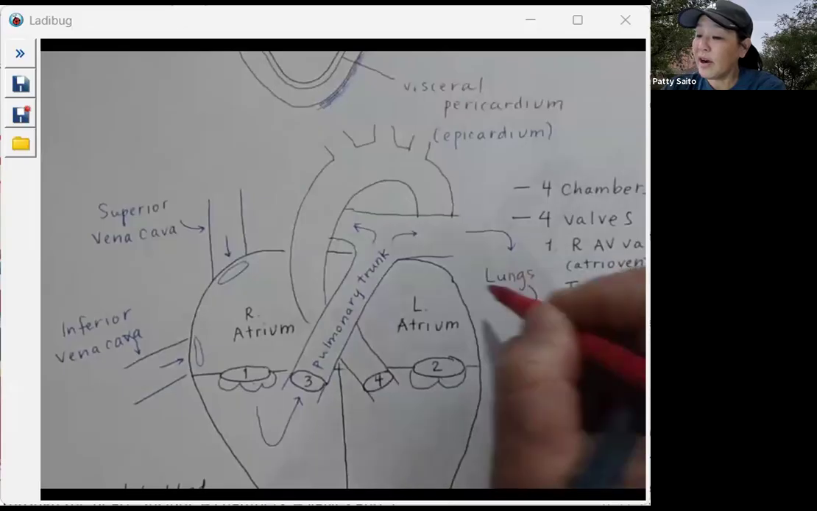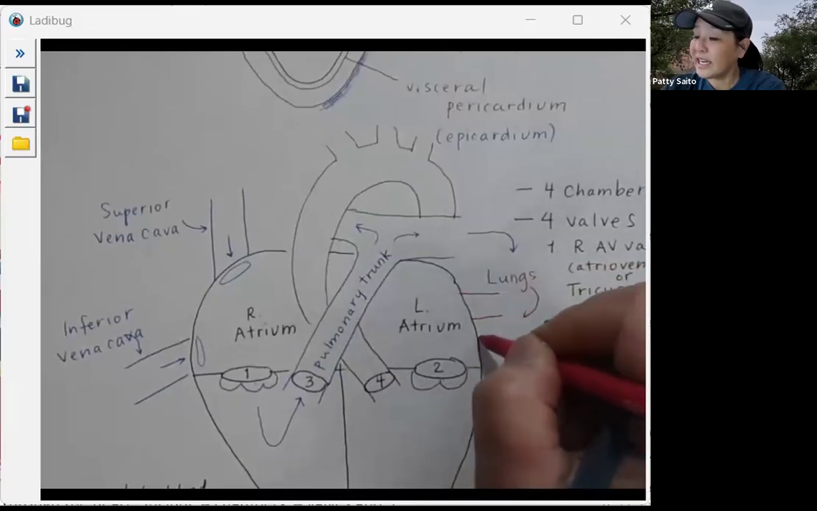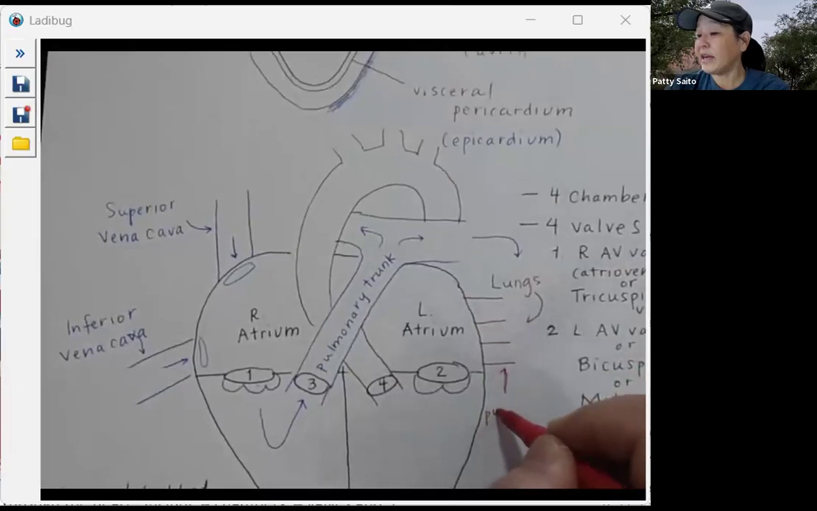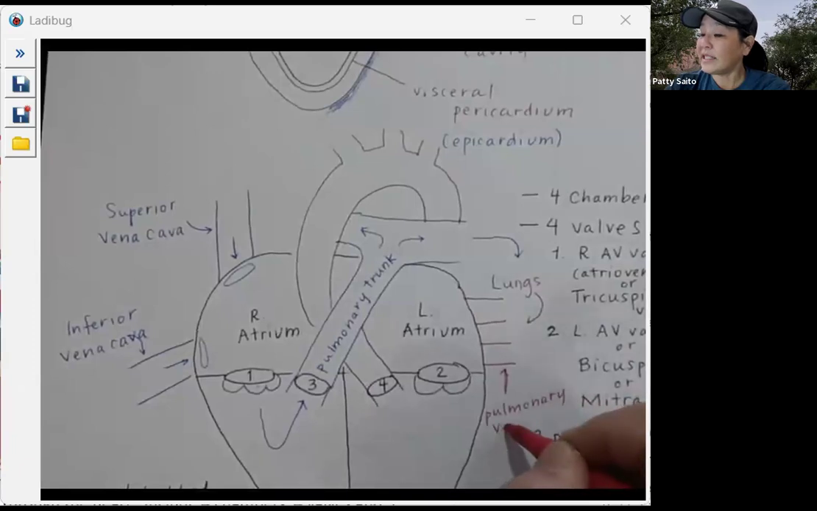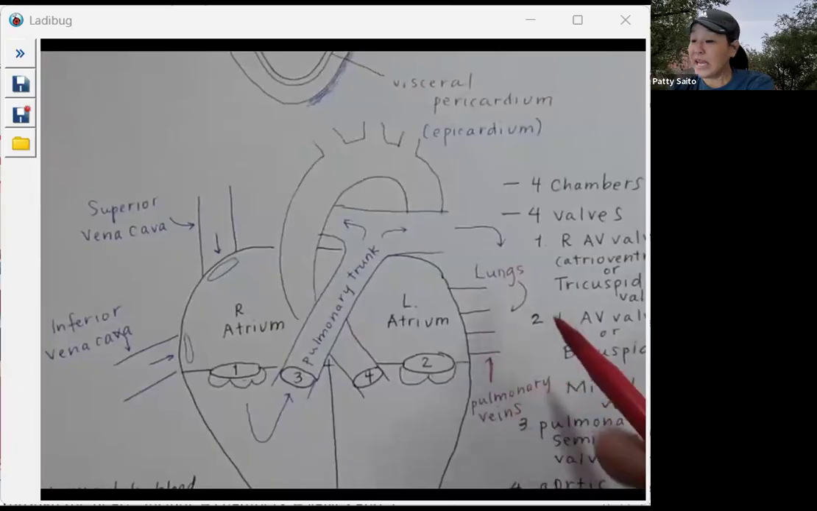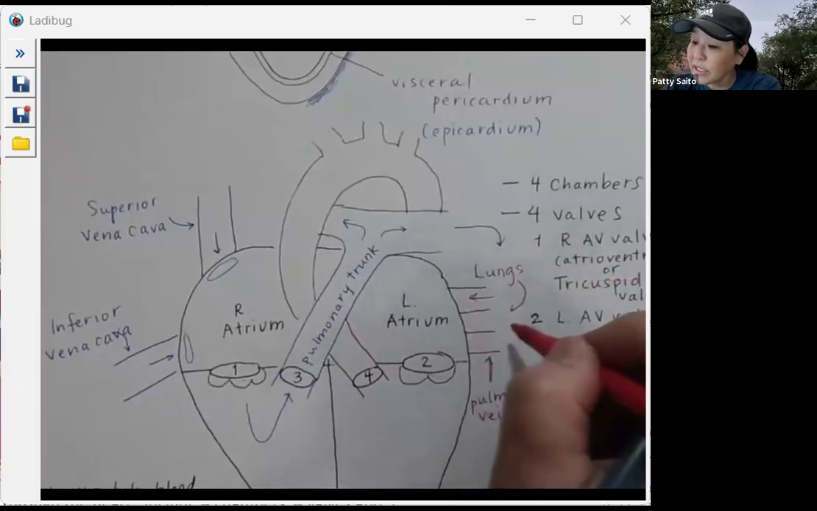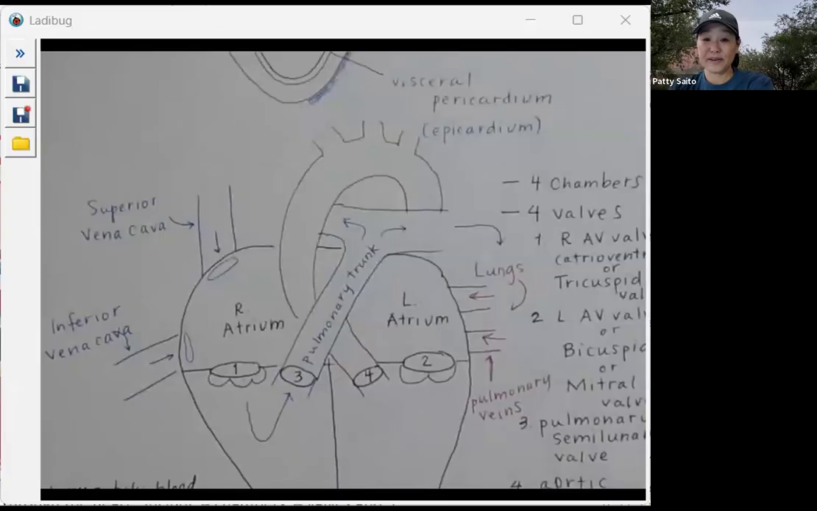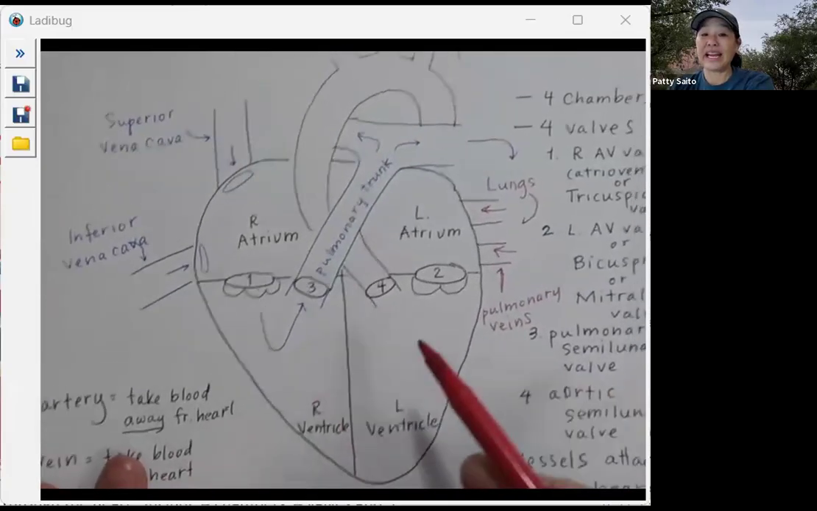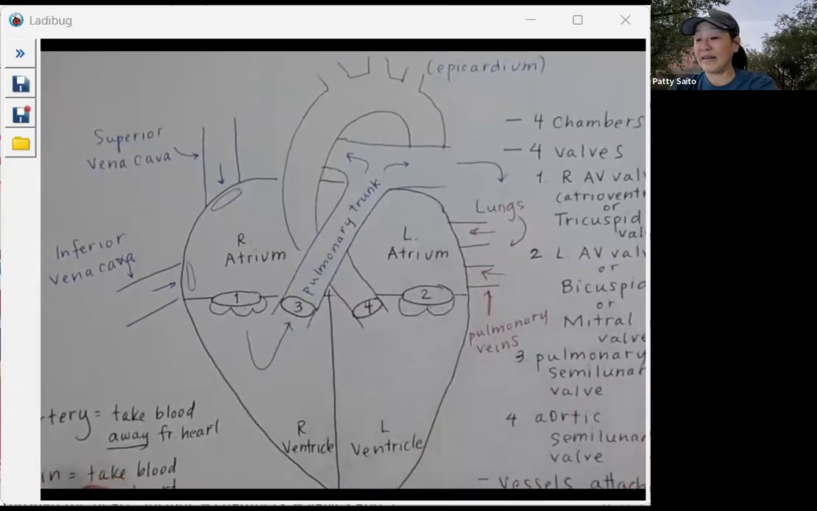And comes back to the heart, oxygenated. So these vessels are the pulmonary veins. Yes, they are oxygenated, but they are taking blood to the heart, so they are veins. Okay, don't get confused about that. It's to the heart, so it's a vein, even though it's oxygenated.